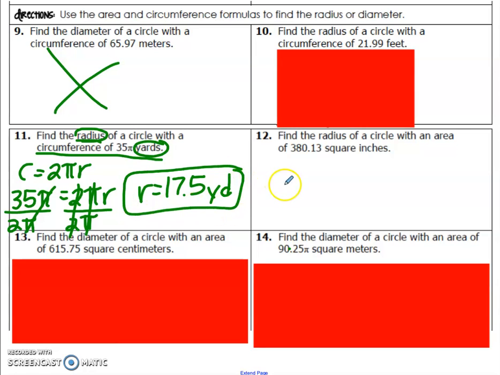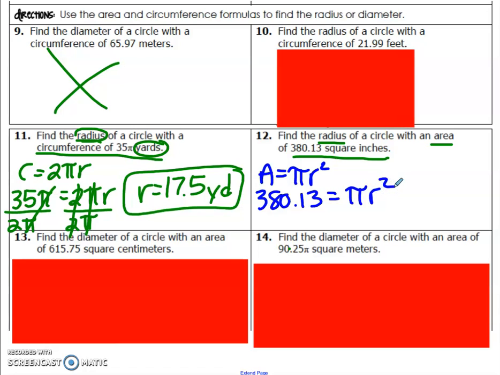Okay. Number 12, again, I'm trying to find the radius, and this time it's going to give me the area. So I'm going to have to work backwards. So I'm going to use the same formula for area of a circle. So area of a circle is pi r squared. And let's substitute what we know. 380.13 is your area, and that's equal to pi r squared. So again, I'm trying to get r by itself, so I'm going to have to divide by what is in front of r, which would be pi this time.